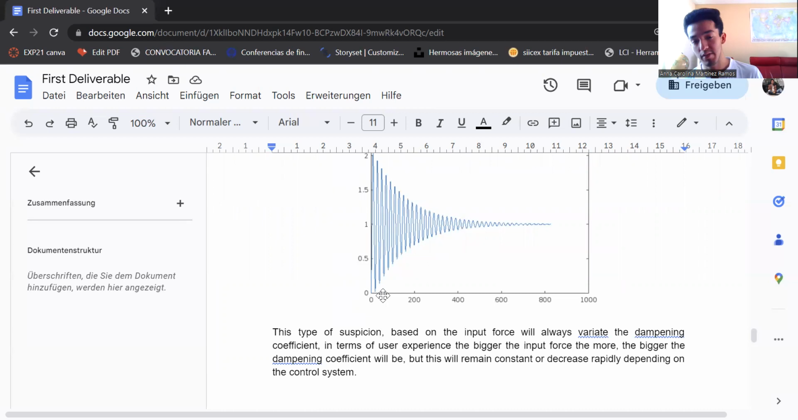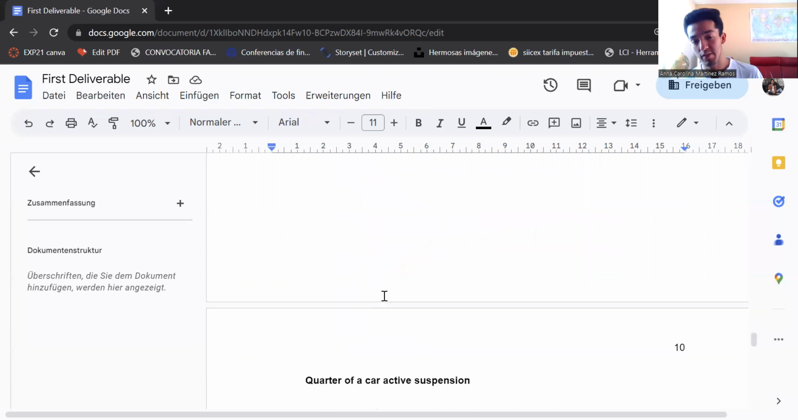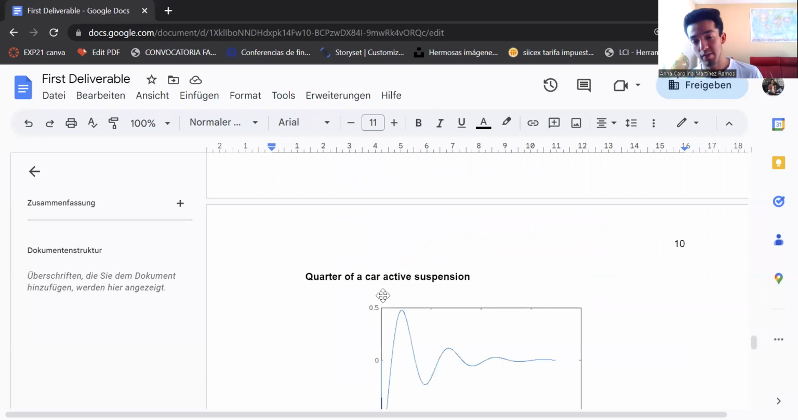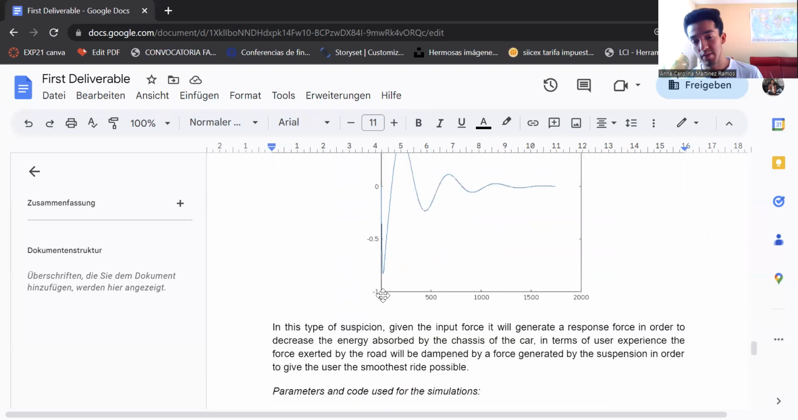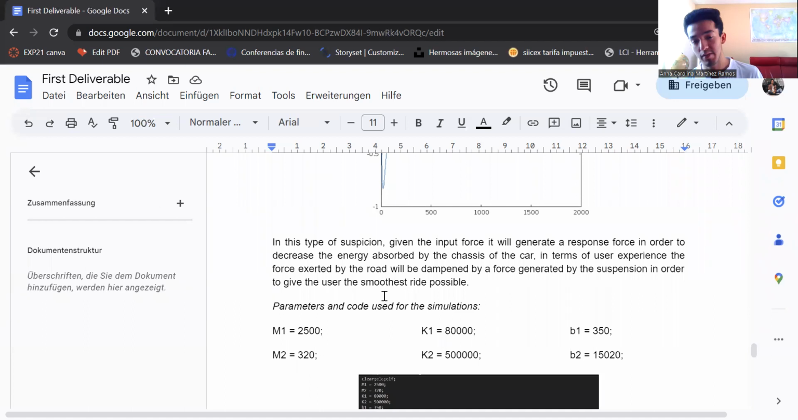And for the last one, here are the simulations for the quarter of a car active suspension, which behaves in a different manner from the previous two. In this type of suspension, given the input force, it will generate a response force in order to decrease the energy absorbed by the chassis of the car. In terms of user experience, the force exerted by the road will be damped by a force generated by the suspension in order to give the user the smoothest ride possible. So the active suspension will give us the best experience.